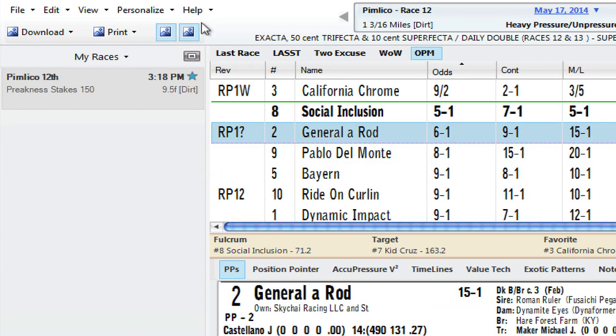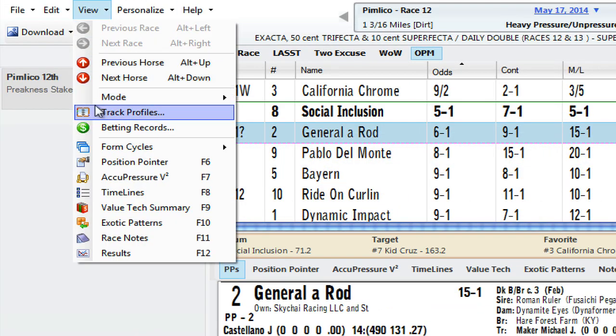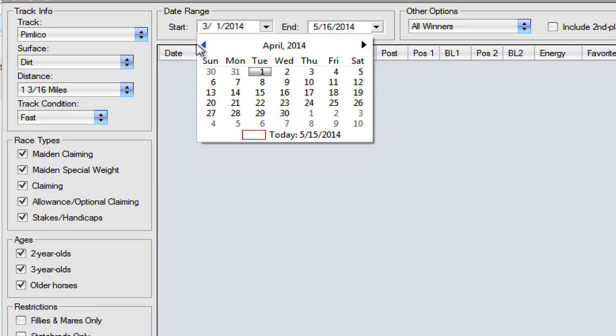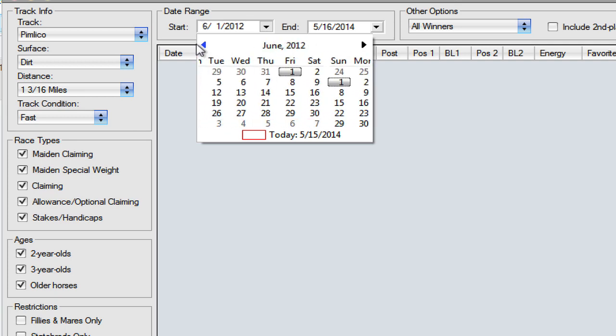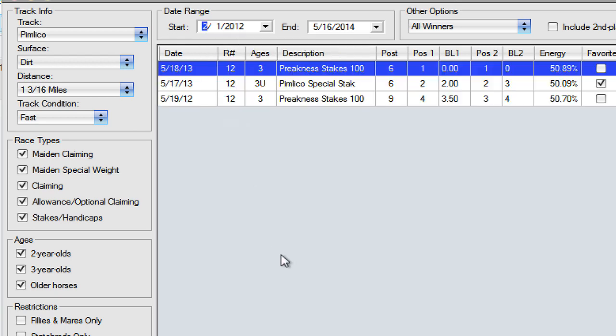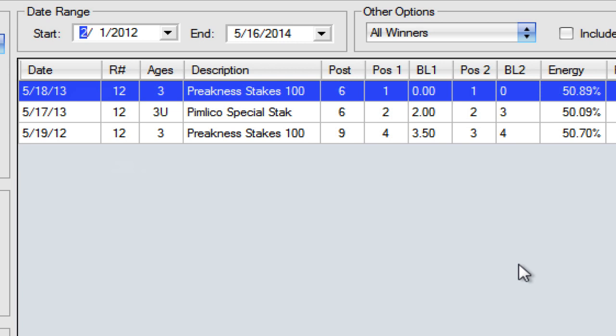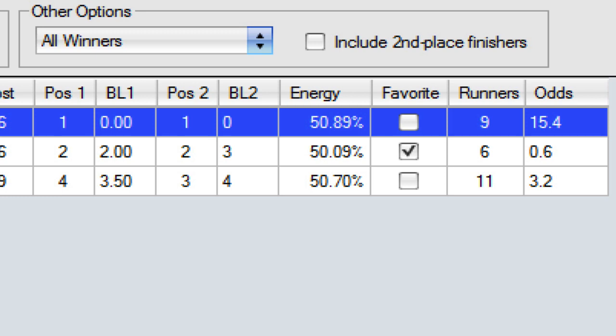I'd like to take a quick look with you at the track profiles. Now, not surprisingly, there aren't many races run at 1 mile and 3/16, so we're going to go way back and see if we can see a couple of past Preaknesses in the track profile. And we see the 2013 Preakness and the 2012 Preakness. And if you'll notice, their energy numbers are 50.89 and 50.7. There's also the Pimlico Special run last year at 50.09.